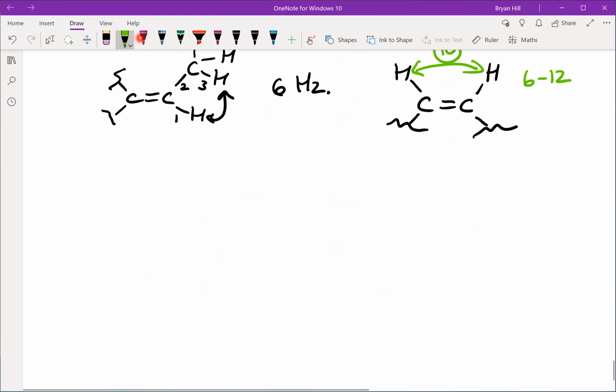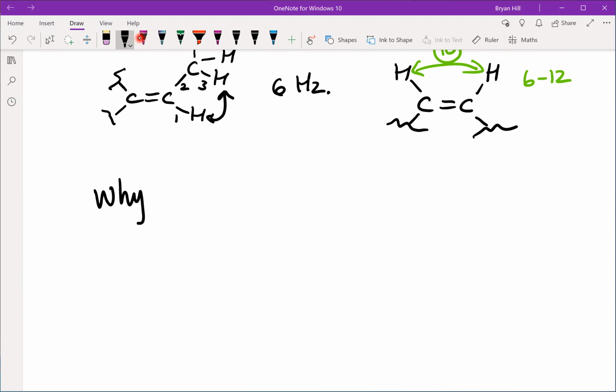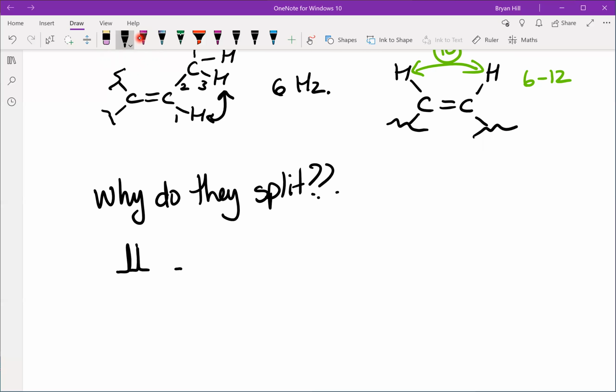Now, why do these peaks split? And if they do, why do they appear as a doublet or a triplet or a quartet? And the ratio is 1 to 1, 1 to 2 to 1, 1 to 3 to 3 to 1.